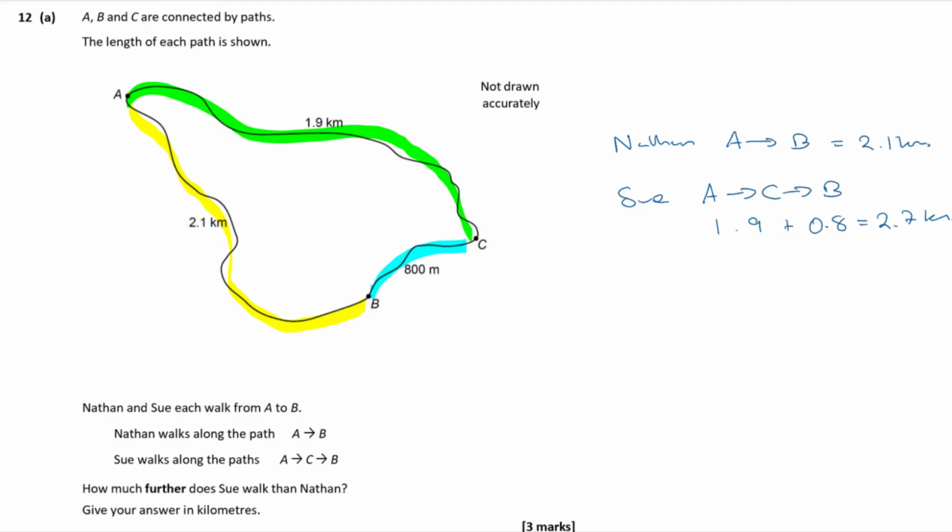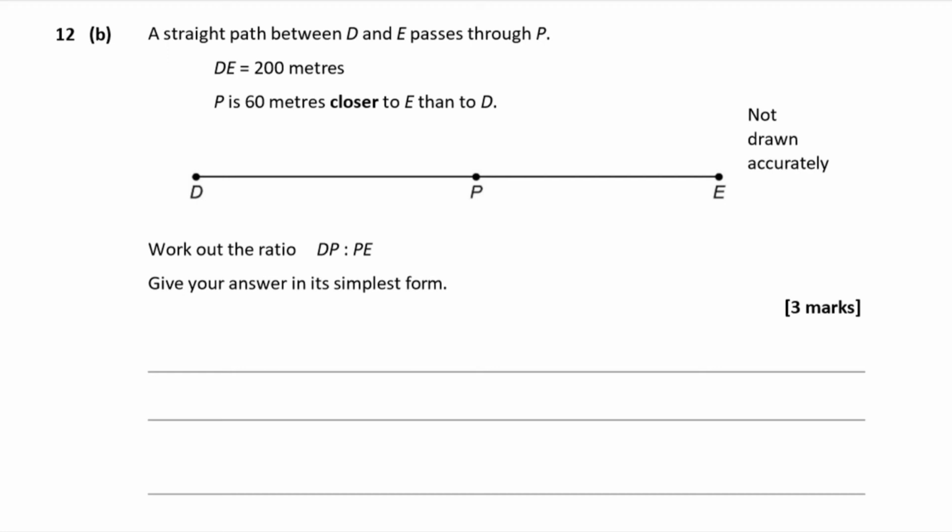How much further does Sue walk than Nathan? Give your answer in kilometres. Well, that's going to be the difference between the two then, isn't it? So if I take 2.7 and I subtract 2.1, that's going to leave me with 0.6. And so that is my answer then. So Sue walks 0.6 kilometres further. Part B says a straight path between D and E passes through P. DE is 200 metres. P is 60 metres closer to E than it is to D. Work out the ratio of DP to PE. Give your answer in its simplest form.